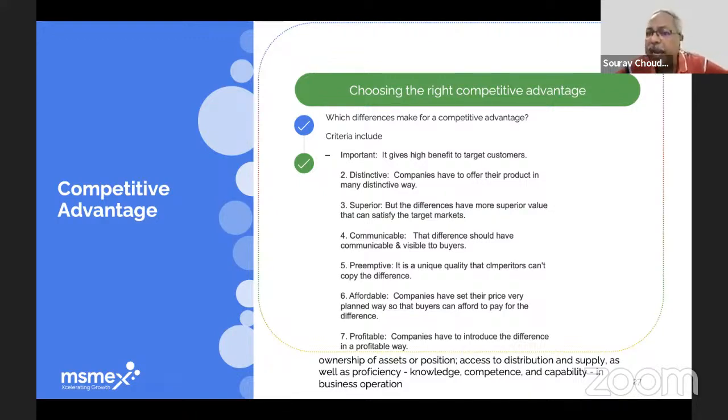Communicable. Can you communicate that difference? Bisleri, Aquafina, and Kinley. All the three are bottled water. Each one says I am better than the other. But can they really communicate with the customer what is better? If it is not communicable, that's not a good enough difference, no good enough competitive advantage.